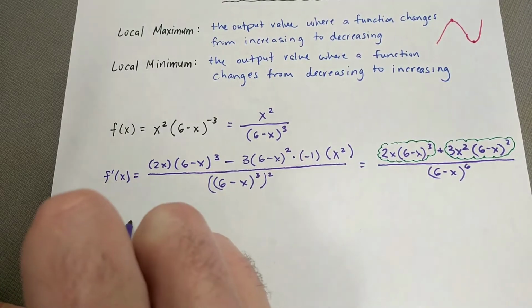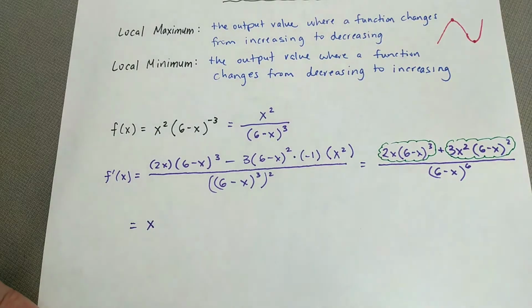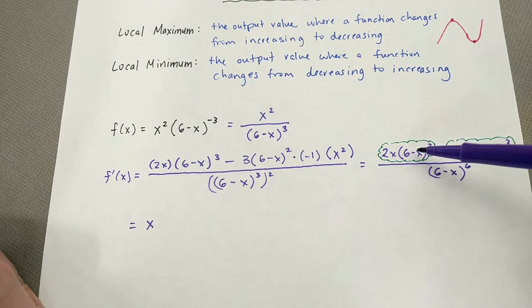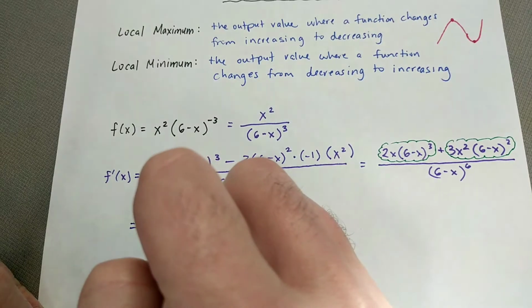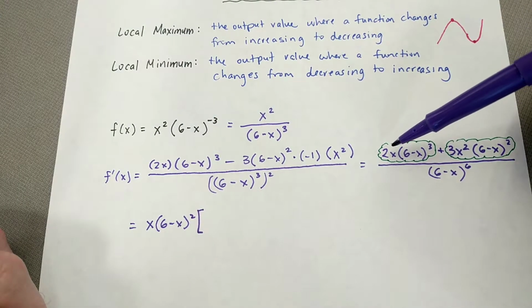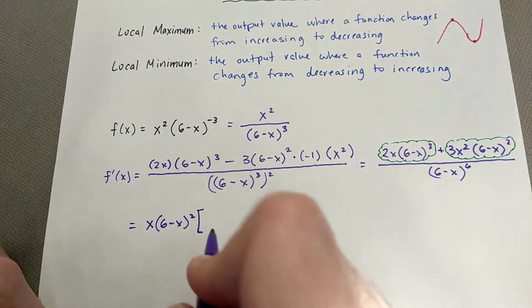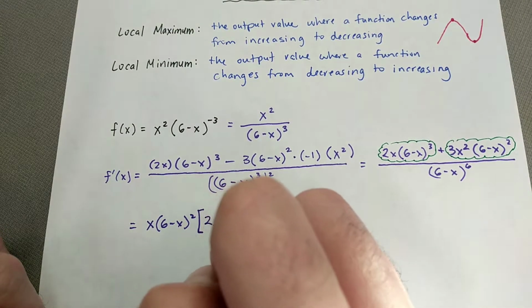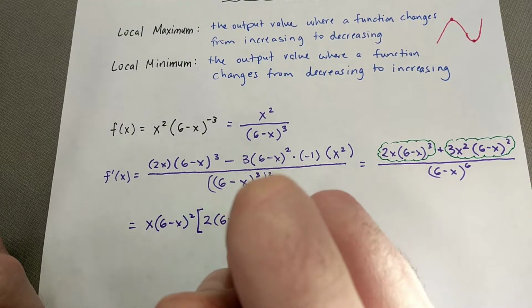Let's factor out some stuff. So they both have an x in common. So I'm going to pull out an x. They also both have a (6 minus x) squared in common. That one has 3 of them, that has 2 of them. And so what gets left behind? So let's take a look at this first term. I factored out the x, and I factored out 2 of these. So I'm left behind 2 times (6 minus x). And then here, I factored out one of these x's, and I factored out both of these (6 minus x)'s. So I'm left with just 3x.